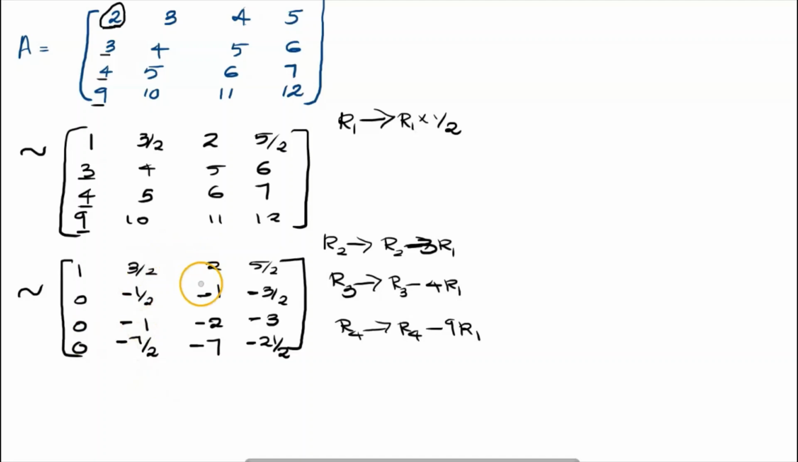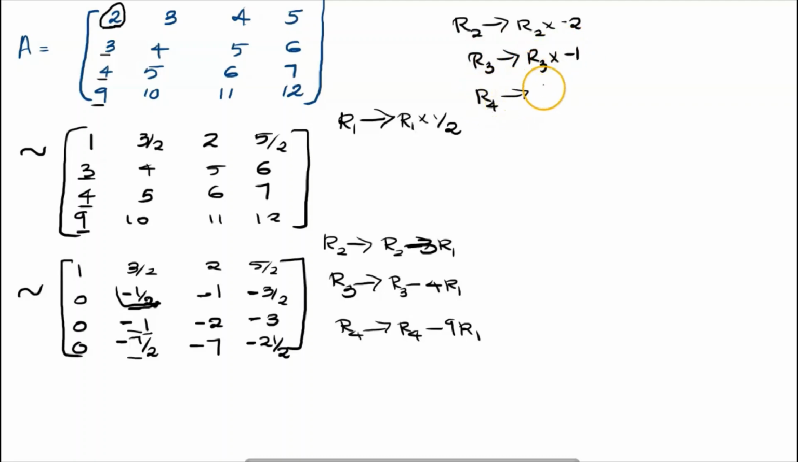And now I'm making this as 1 and all these integers. That means I am using the operation R2 gives R2 into minus 2, so that this element is 1. This is minus 1 by 2, so I am multiplying with minus 2 to get 1. And I am multiplying R3, R3 gives R3 into minus 1, so that it is 1. So R4 gives R4 into minus 2.